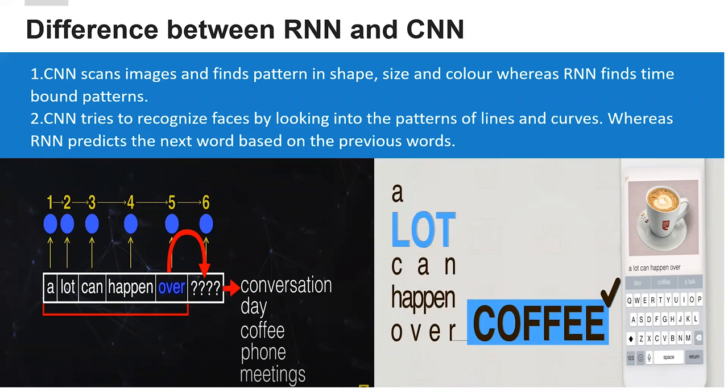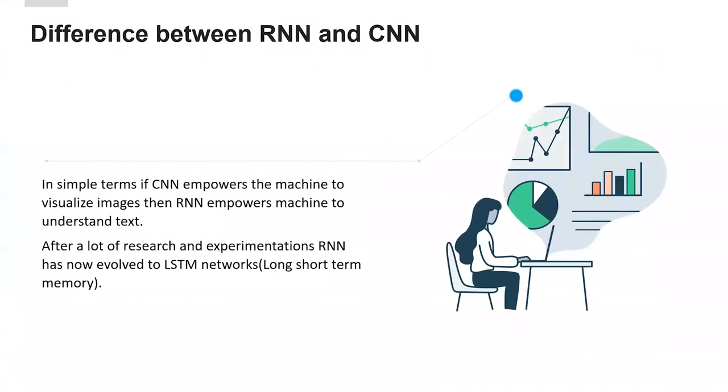So there might be different answers. You can say a lot can happen over coffee, so this is very famous, but you can say a lot can happen over meetings as well, right? Ideally, my experience with meetings is very boring, but still, a lot can happen over meetings. All right. As I said, the RNN and CNN difference in simple terms: CNN empowers the machine to visualize images, while RNN empowers the machine to understand text, right?